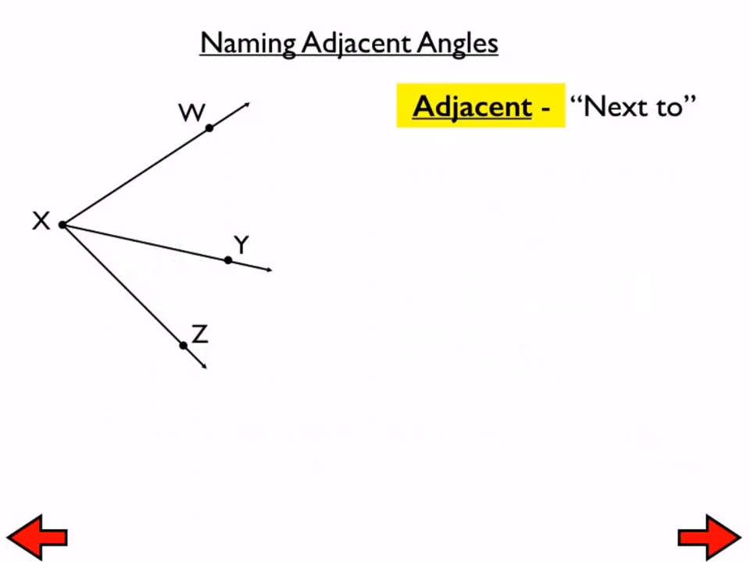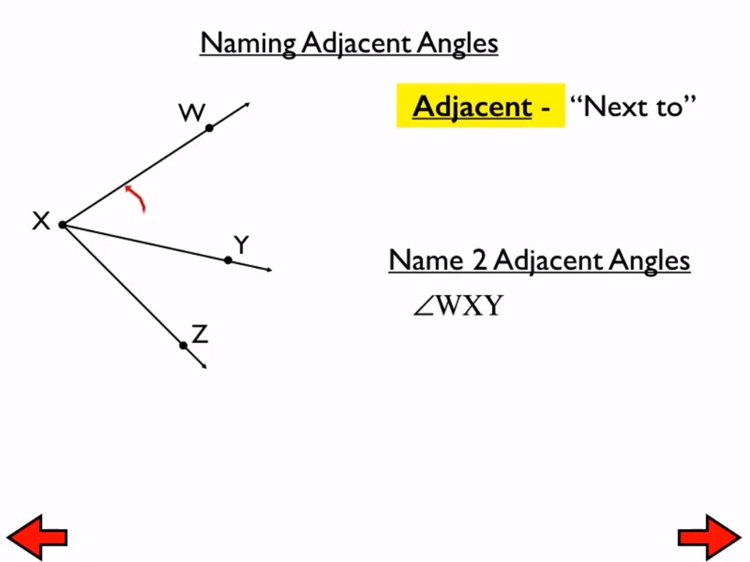All right, so naming two adjacent angles. Well, that angle right there, WXY, is adjacent to this one right here, YXZ. Those are the two adjacent angles in that picture.